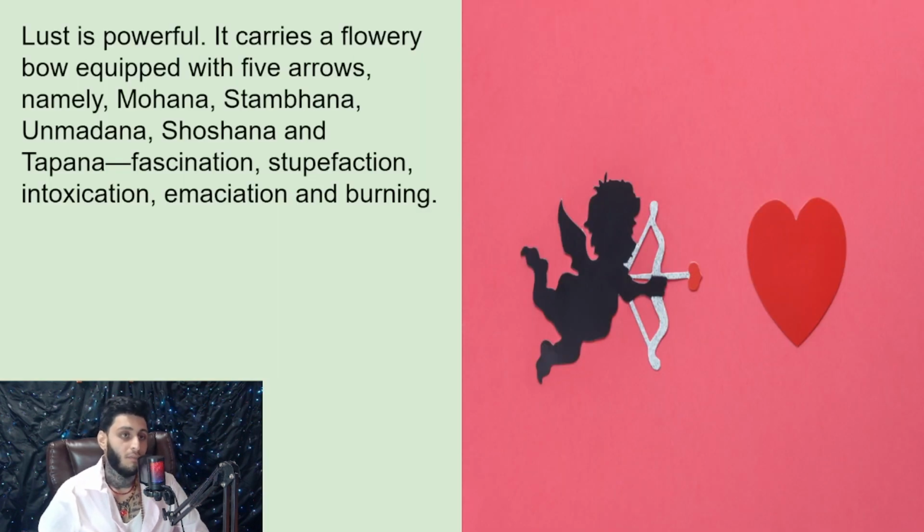So when we talk about the flowery bow of Cupid, what we really mean is lust, right? And how it is shot out. Lust is powerful. It carries a flowery bow equipped with 5 arrows, namely Mohana, Stambhana, Unmadana, Shoshana, and Tapana. So what these 5 are: fascination, stupefaction, intoxication, emaciation, and burning.